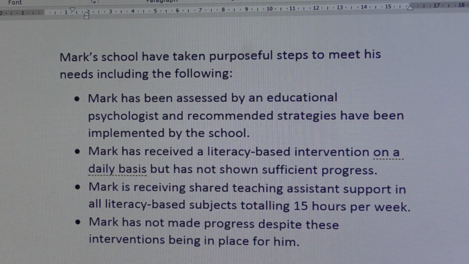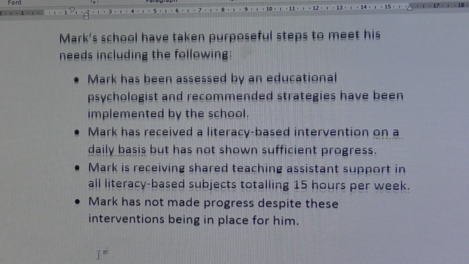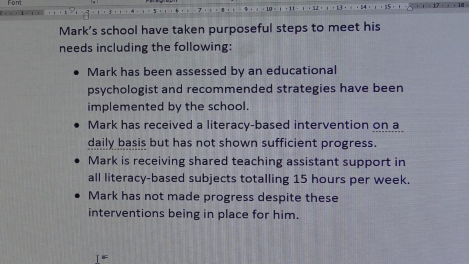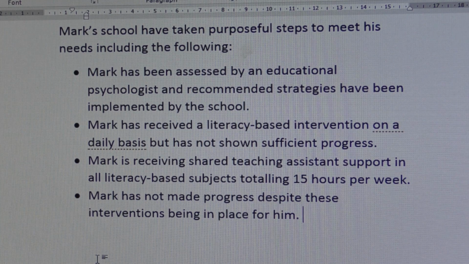And so, as I said, what you're doing here is you're identifying what support the school's put in place, and if possible, identifying why it hasn't worked. So, in this case, Mark has not made progress with his interventions in place for him. Then we identify the next bit. So that just identifies why he might have a special need. Then we need to identify why he needs more support than that.